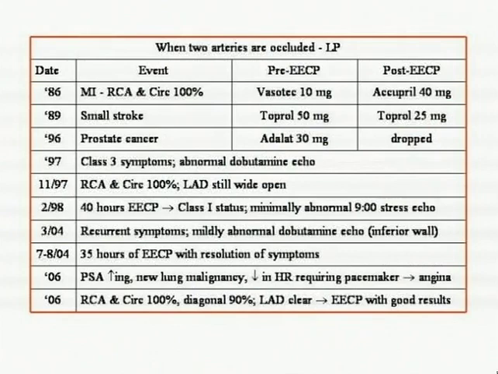He really fell apart in '06. His prostate cancer came back. He had lung cancer. His heart rate fell. He needed a pacemaker. He was really falling apart, and I did a heart cath to see what was going on. His left anterior stenting was still open, and we did EECP, and he did rather well with that. He passed away recently of his 2 different cancers.